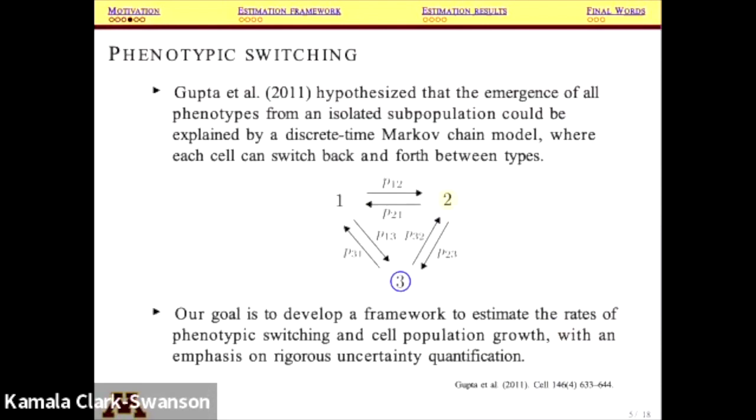Now, Gupta et al. is a paper maybe some of you are familiar with from 2011. They hypothesized that this kind of dynamic heterogeneity could be explained by a very simple Markov chain model, where cells are able to switch phenotypically between states or types. And our goal for this talk and in this work is to develop a framework to estimate both these rates of phenotypic switching, but also the rates of cell division and cell death. And when we develop the framework, we emphasized deriving confidence intervals for the model parameters, which I'll get into in a little bit.